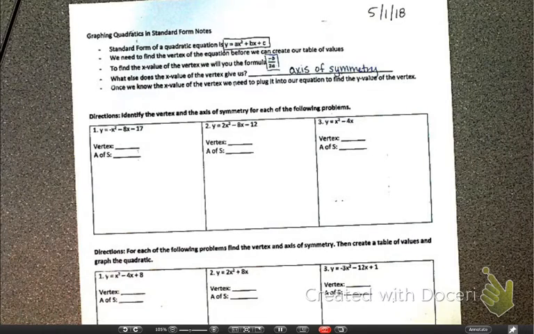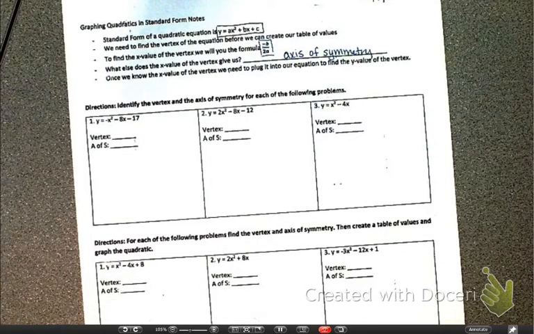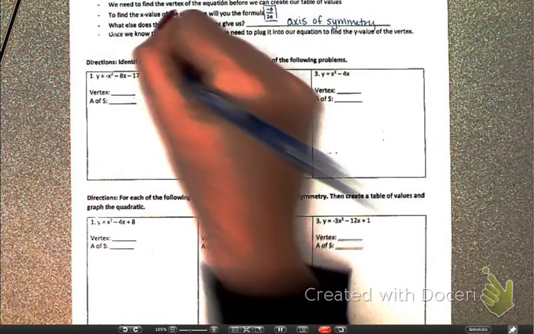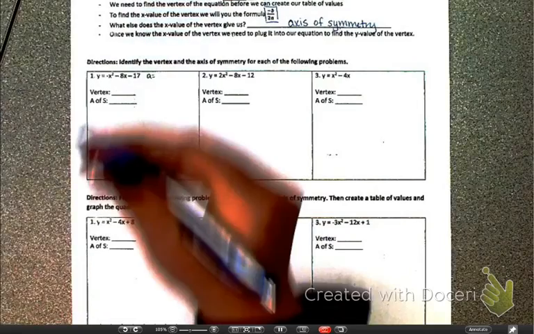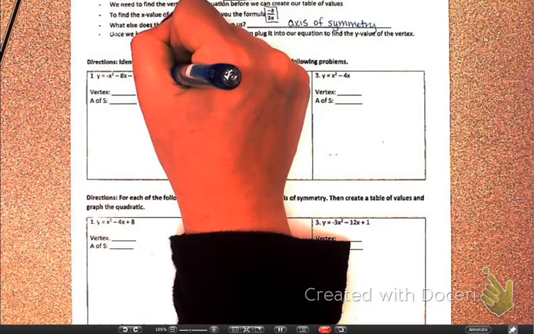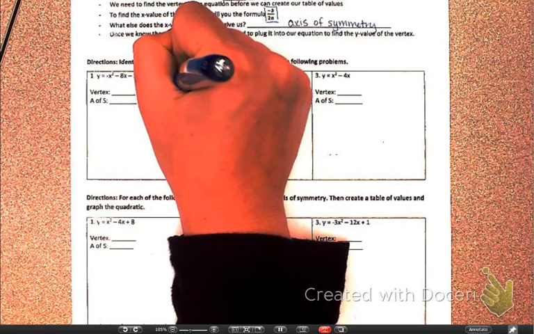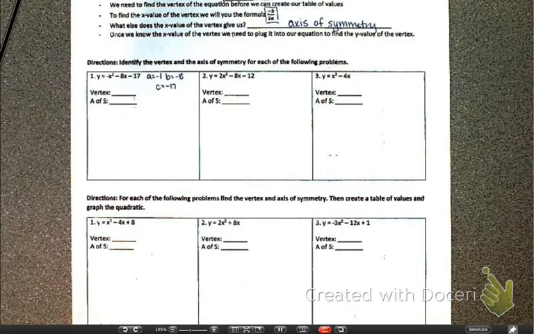So, I'm going to show you. Let's look at number 1. Before we do anything, let's identify A, B, and C. What is A? Negative 1. B, negative 8. And C, negative 17. I don't really need C, but it's good to remember how to find A, B, and C.